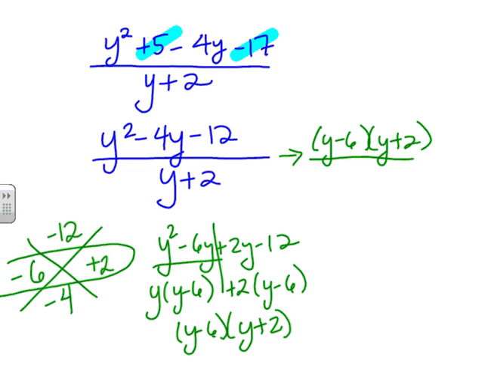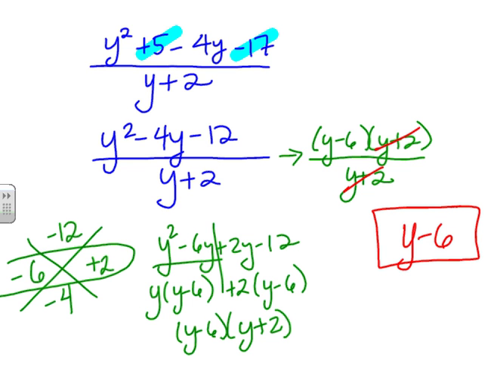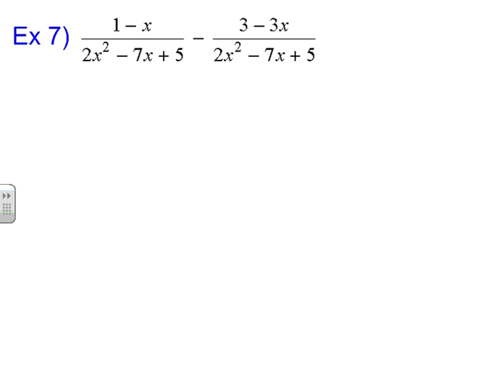And we have a denominator of y plus 2. We're going to cancel like binomials. So then our final answer, or simplification of this, is just y minus 6. We're going to do it one more time.